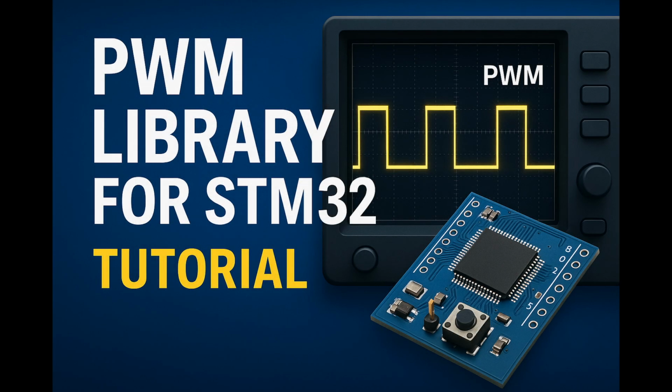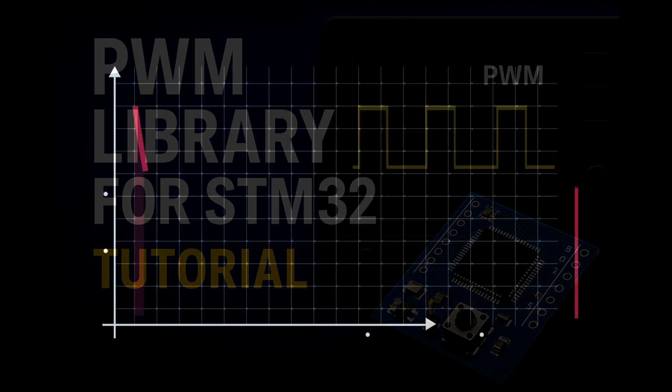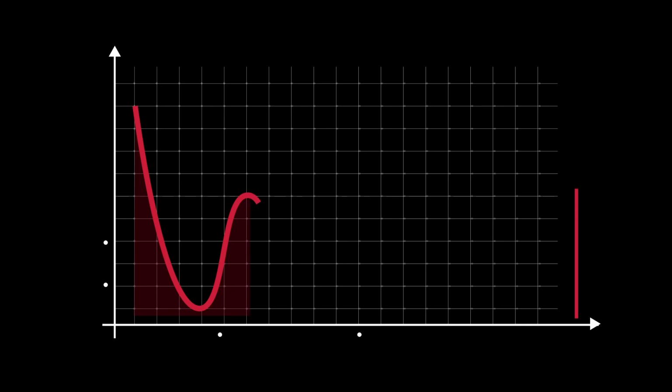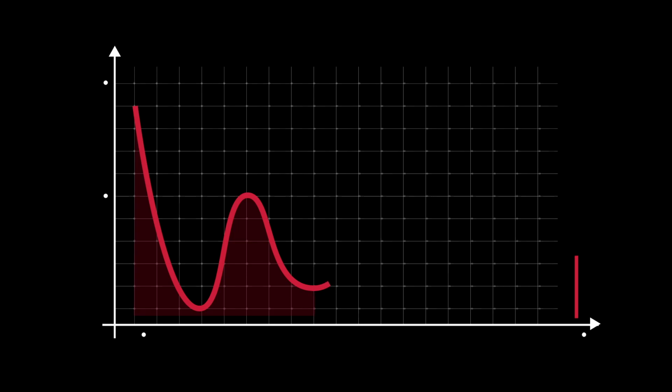STM32 timers are extremely flexible, but that flexibility comes at the cost of complexity, especially when you're constantly recalculating PSC, ARR, and CCR values across different timers. In this video, I'm introducing a generic PWM abstraction layer for STM32 that automatically computes prescaler and auto-reload values, supports both 16-bit and 32-bit timers, and safely updates duty cycle and frequency at runtime. We'll walk through the implementation line by line, then validate the results on an oscilloscope with clean, stable PWM output.